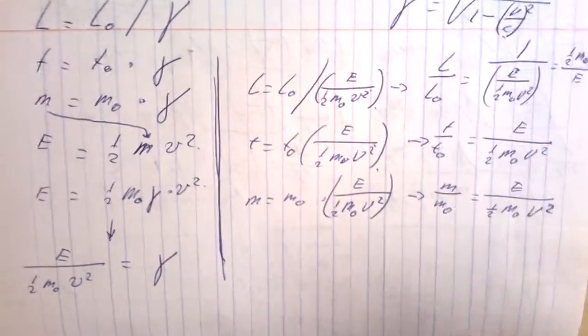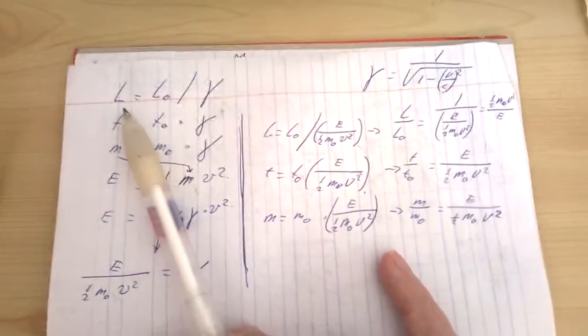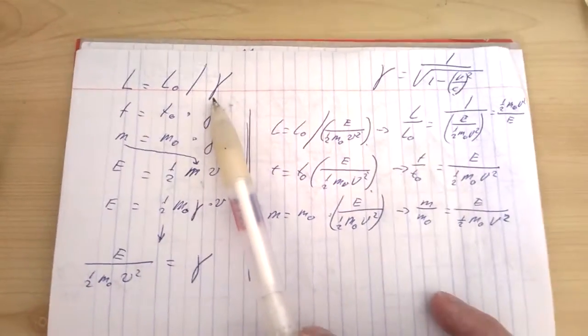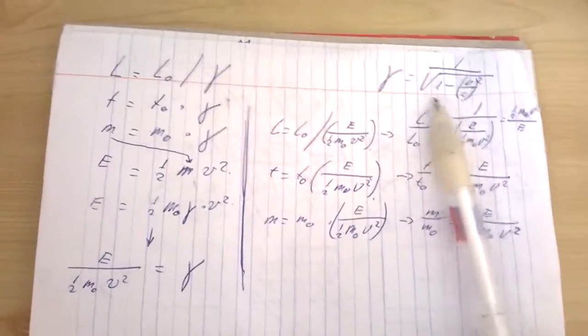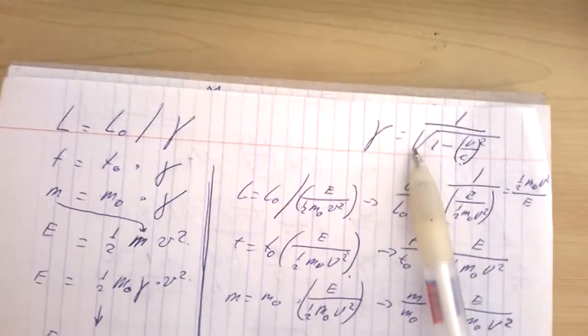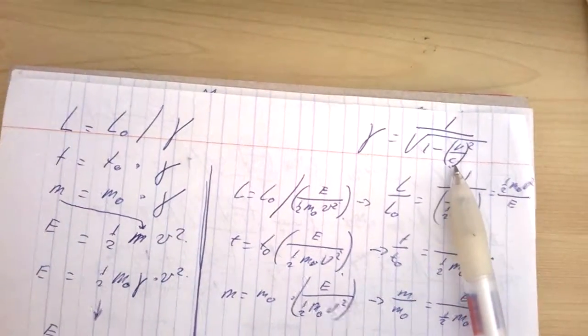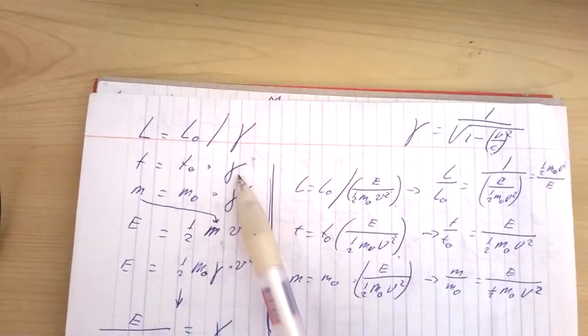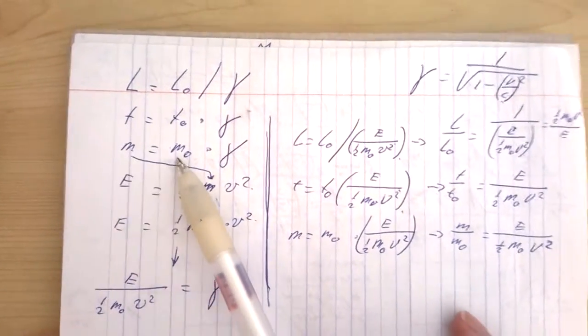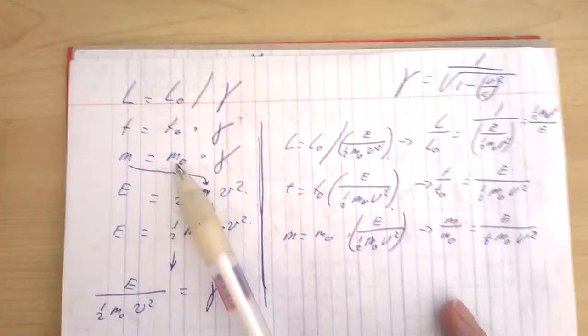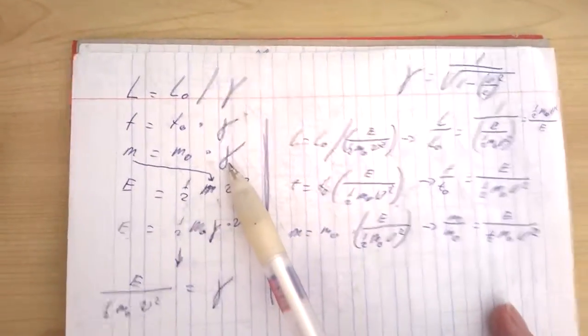Let me put it this way. And there you also see the relationship between all these things, that L, the length, is contracted by dividing by the gamma factor. The gamma factor is, of course, this. Gamma is 1 over the square root of 1 minus v divided by c, squared. The time is elongated by the gamma factor. The mass is raised, or gained, by the gamma factor.